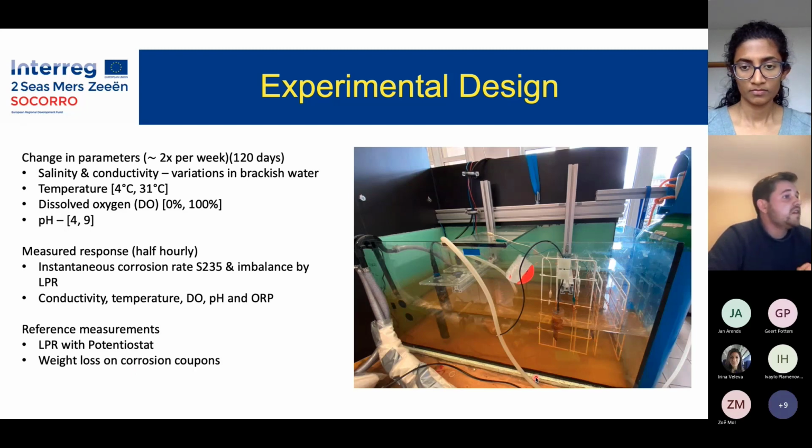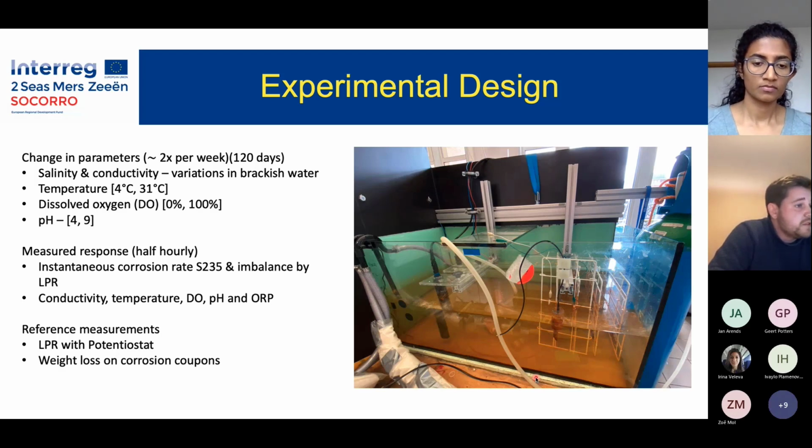The design of the experiment was to change the parameters inside of the basin 2 times per week. So salinity and therefore conductivity was changed, in brackish water conditions. The temperature was varied, as well as the dissolved oxygen and the pH. Half-hourly, the instantaneous corrosion rate was measured on S235, a low alloyed carbon steel, and the imbalance was also measured. All of that was done by linear polarization resistance measurement, and this is an industrial system, so it can also be used in the demonstrators.